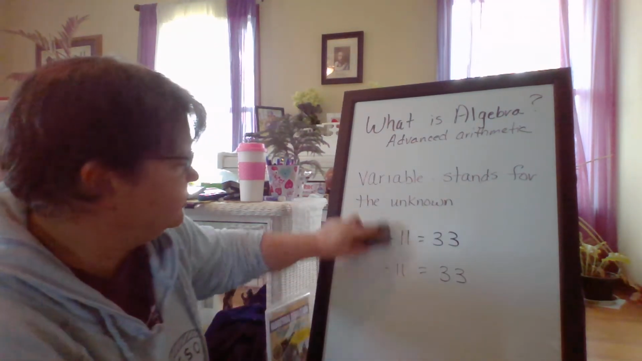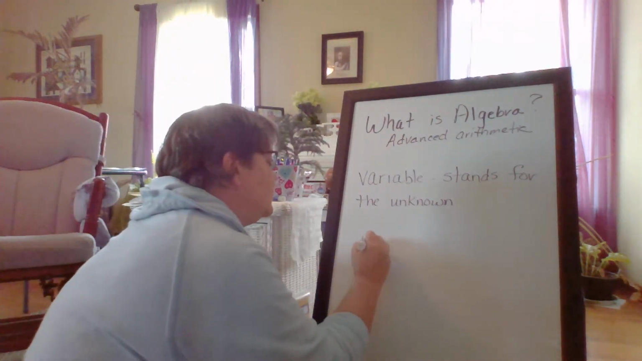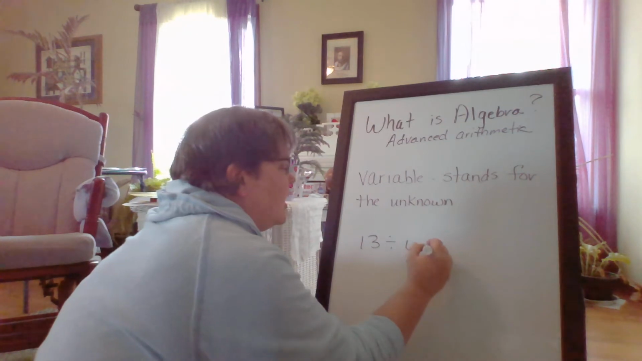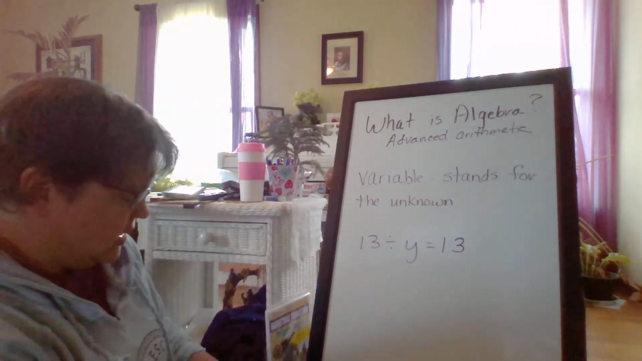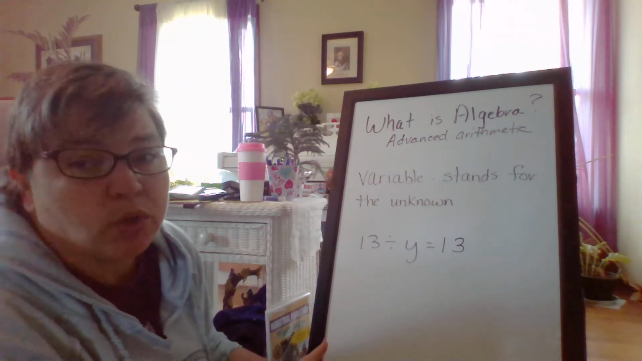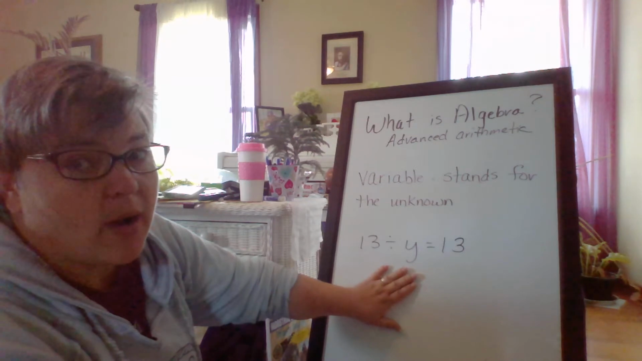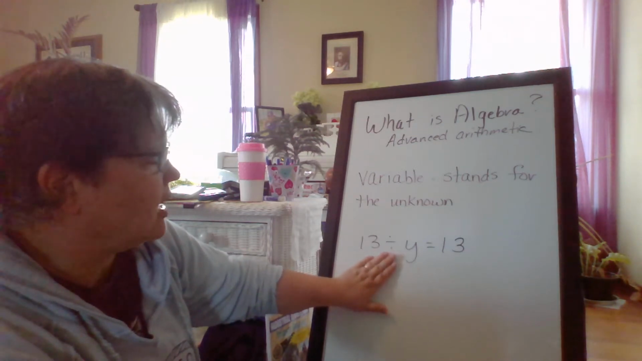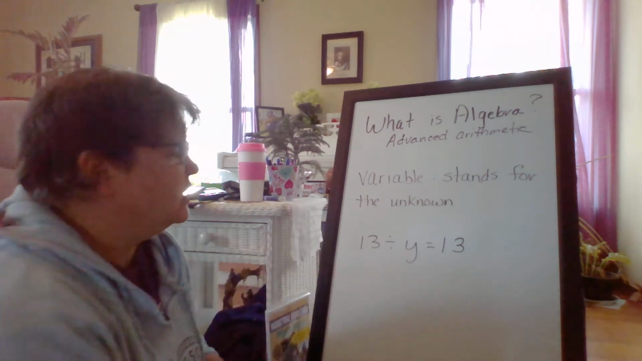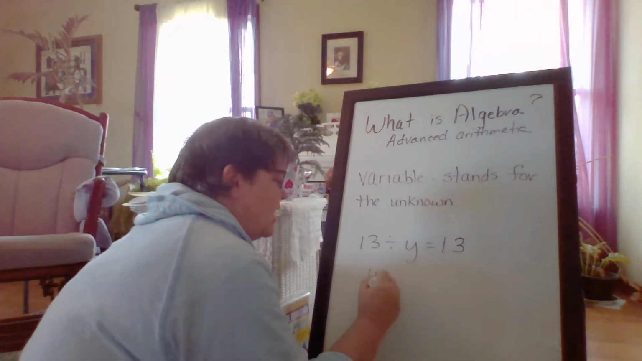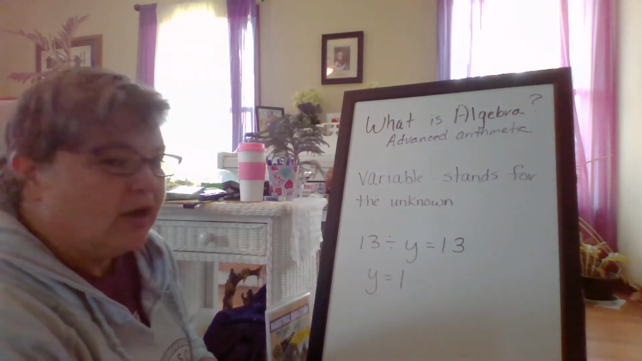Let's do another one. Let's say 13 divided by y equals 13. Okay, so there's only one correct answer here. Y has to be what? 13 divided by what will give you the same number? 1. So in this equation, y has to equal 1. The unknown is y.